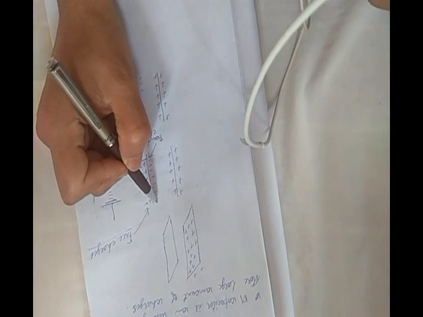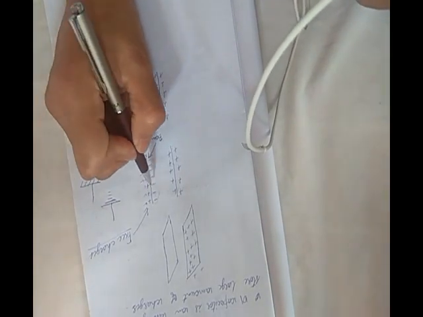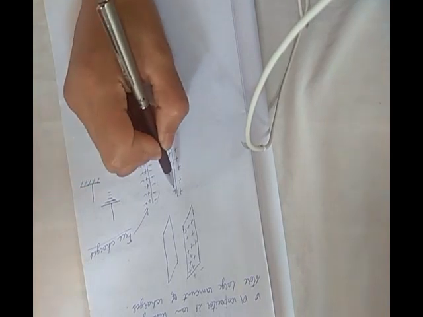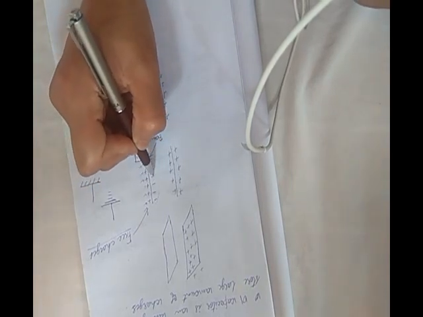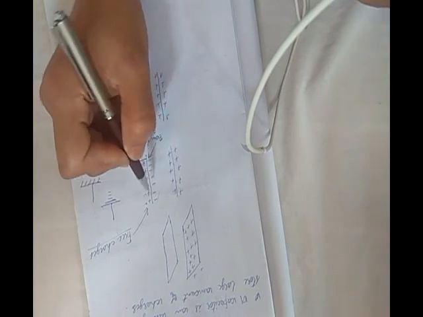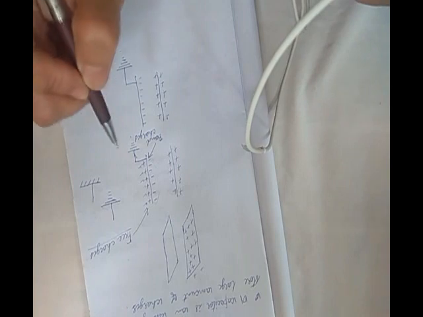And the negative charges on the inner side of the plate are called bound charges because these negative charges are bound to these positive charges. These positive charges are trying to pull the negative charges. So these negative charges are as if they are held by the positive charge on the first plate. Therefore these are called bound charges.